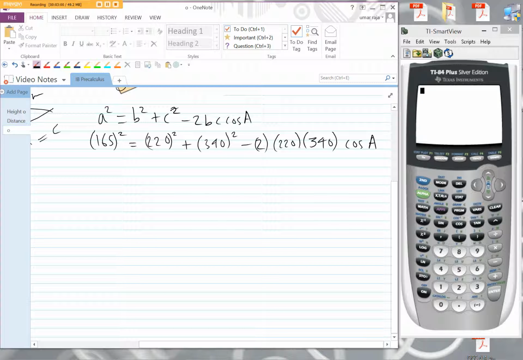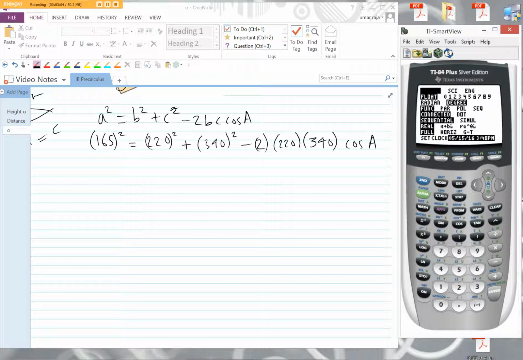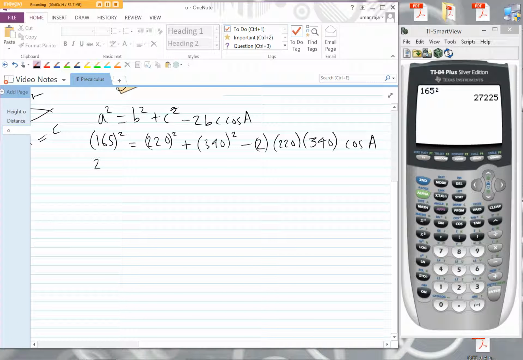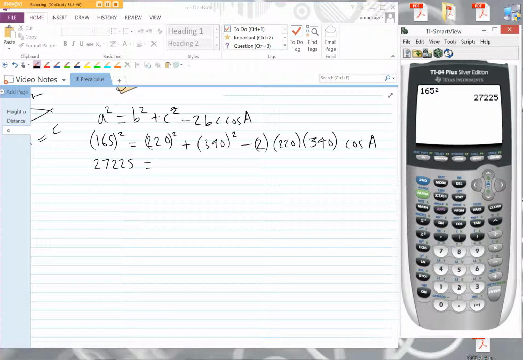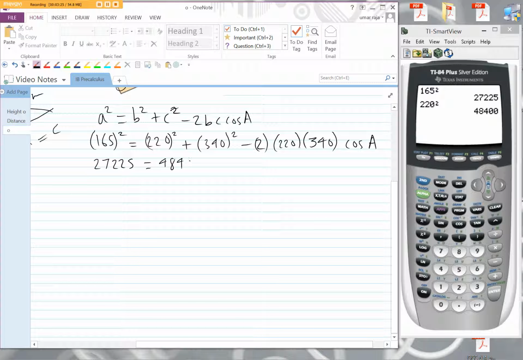Alright guys, let's go over to the calculator on the right, and first of all make sure that we're in degrees. Click on mode, and you can see that we are. So, 165 squared, what would that give us? That's the value that we get, 27225, and that's equal to 220 squared, which gives you 48400, plus 340 squared. What would that give us?